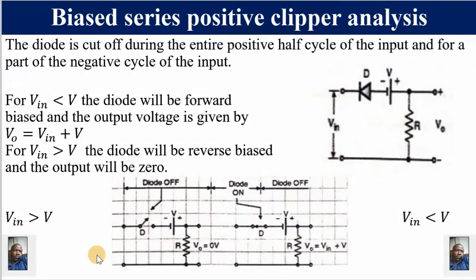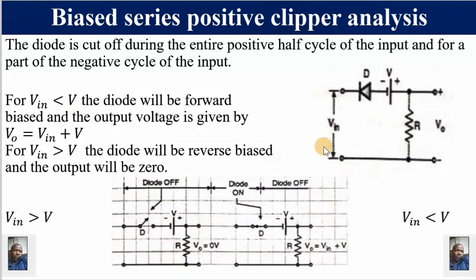Now a look at the biased series positive clipper. Why biased? Because of the V. Why series? Because these two are in series, and we are saying we are clipping off the positive. Let's see. And just as we did in the biased series negative clipper, we'll analyze this in parts. And we are saying the diode is cut off during the entire positive half cycle, because yes, it will be reverse biased.